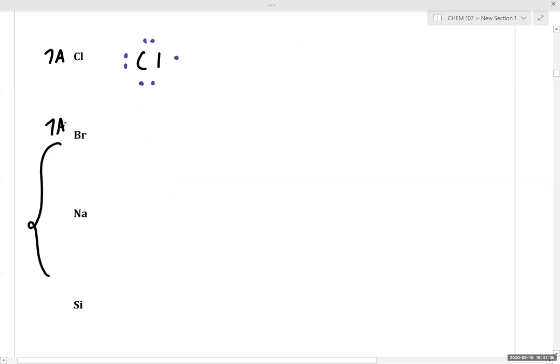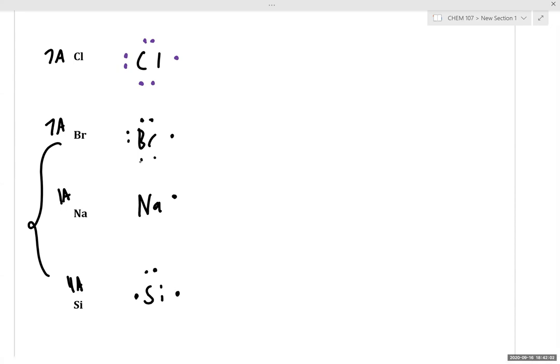So bromine is a 7A element. So bromine would have 7 valence electrons, 7 dots. Sodium is a 1A element. So sodium would have 1 dot. Silicon is a 4A element, so silicon would have 4 dots. And no, it doesn't matter where you put the dots. It's mainly just a way of keeping track of the number of valence electrons. Does this example make sense? Is everyone comfortable with representing atoms in Lewis dot structures?